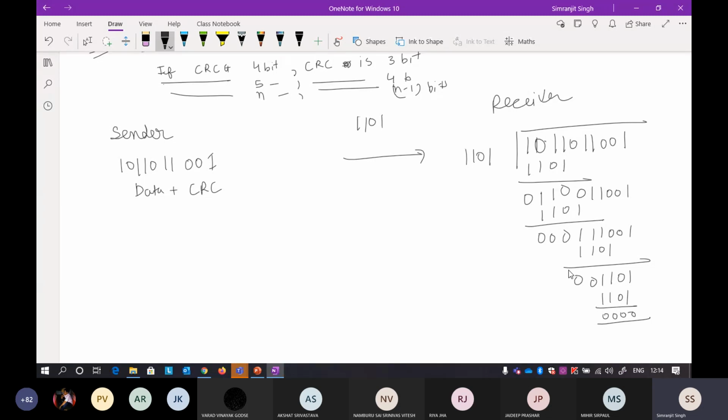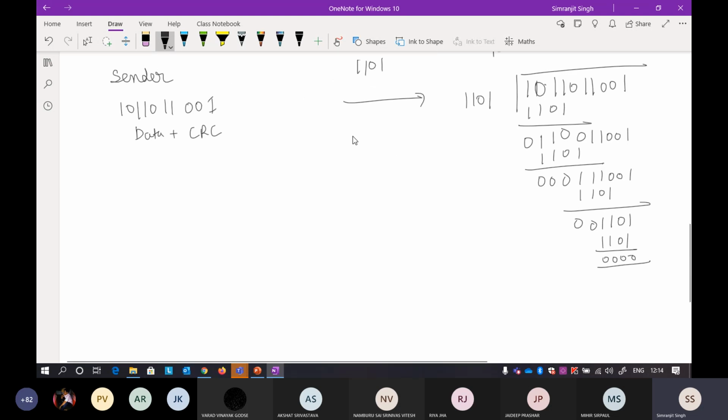Suppose your data bit got corrupted, suppose the third bit got corrupted. The third bit means this one. So at this bit, 1 1 0 1, it got corrupted here. So I'll write 1 0 0, it is corrupted to 0. So now it will be 1 0 1 1 0 0 1.